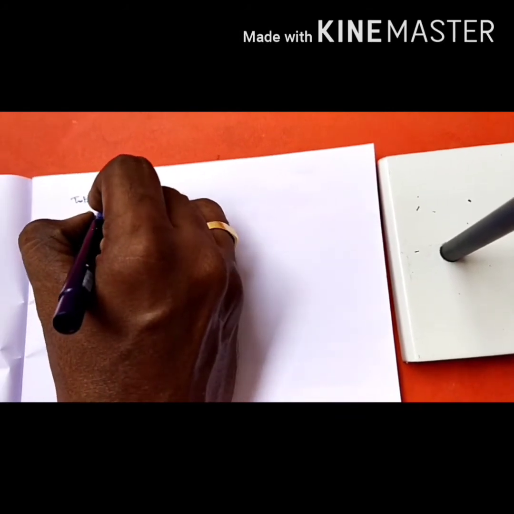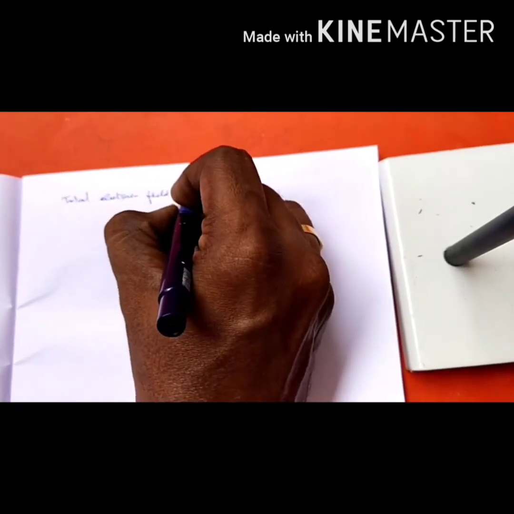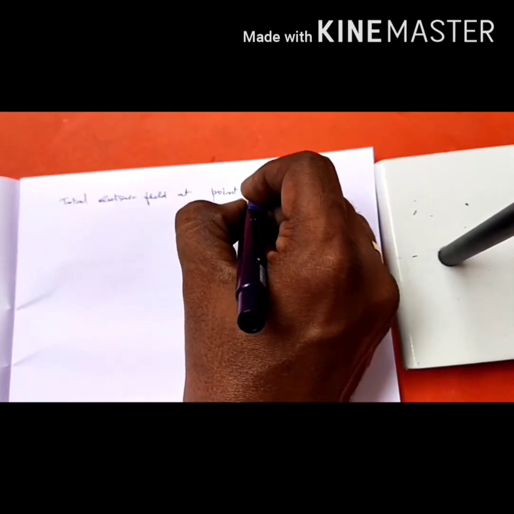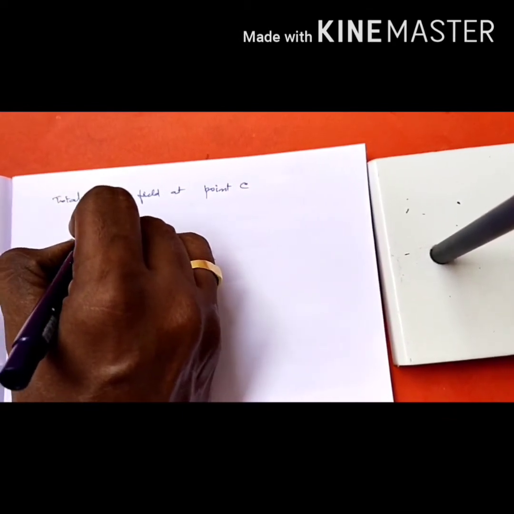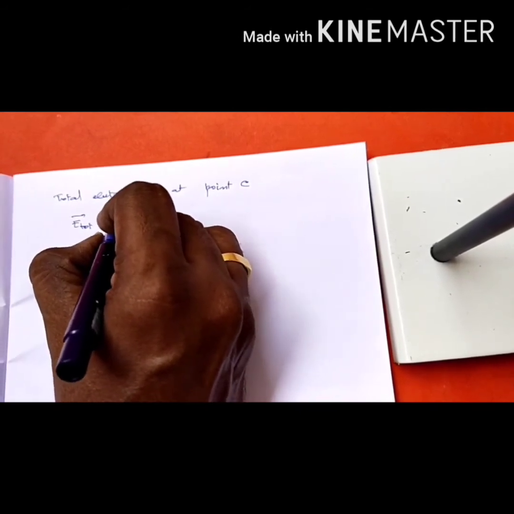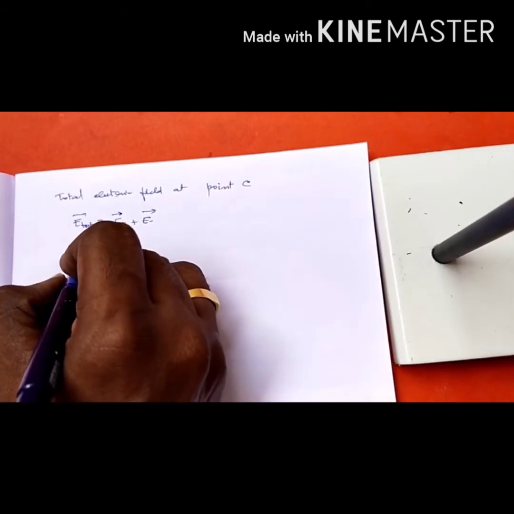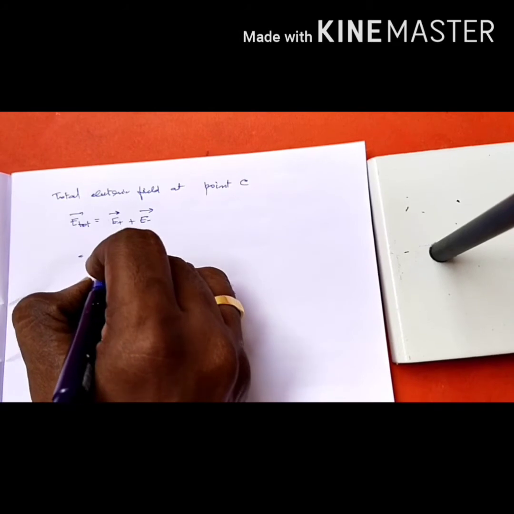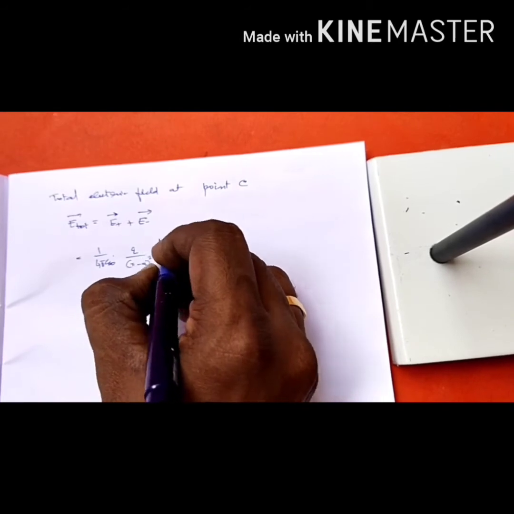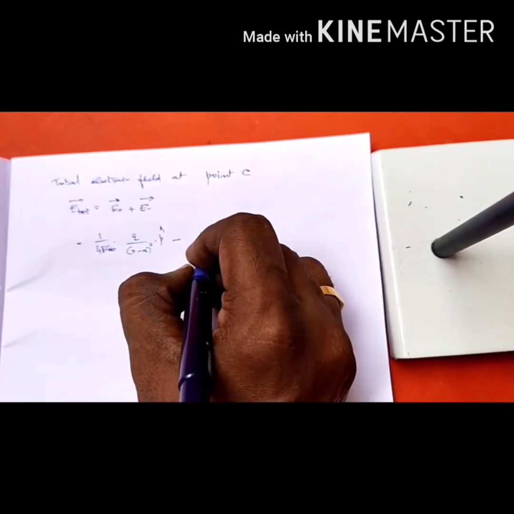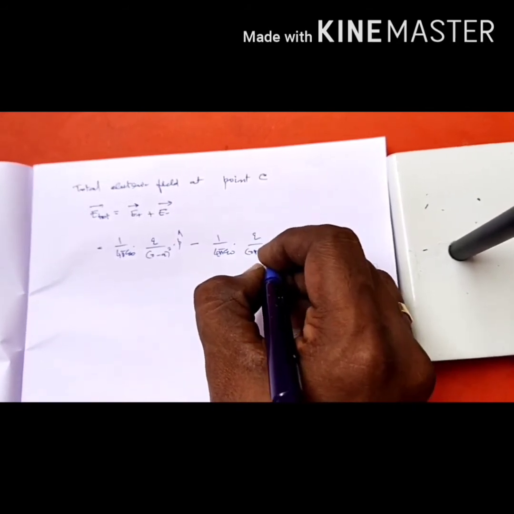Now we can calculate the total electric field due to the two charges plus Q and minus Q. The total electric field at point C, that is E total vector, is equal to E plus vector plus E minus vector. Now we can substitute for E plus vector and E minus vector. That is 1 by 4 pi epsilon naught q by r minus a whole square into p cap minus 1 by 4 pi epsilon naught q by r plus a the whole square into p cap.